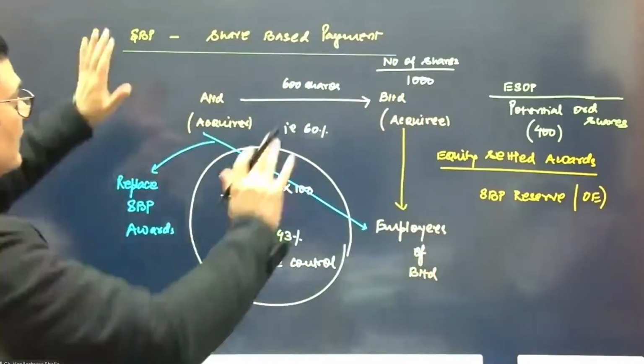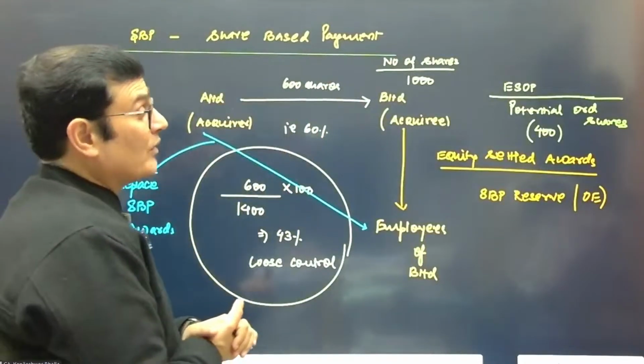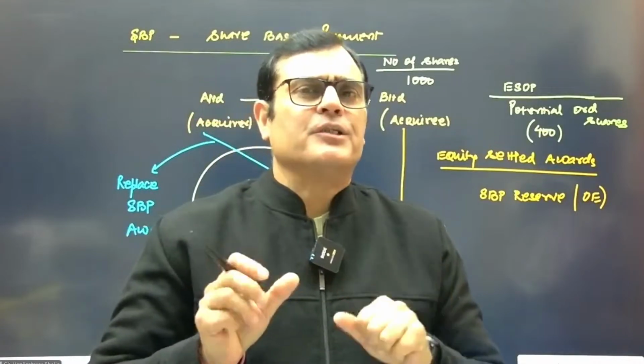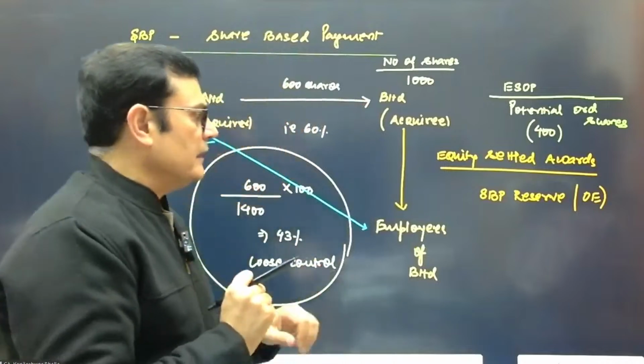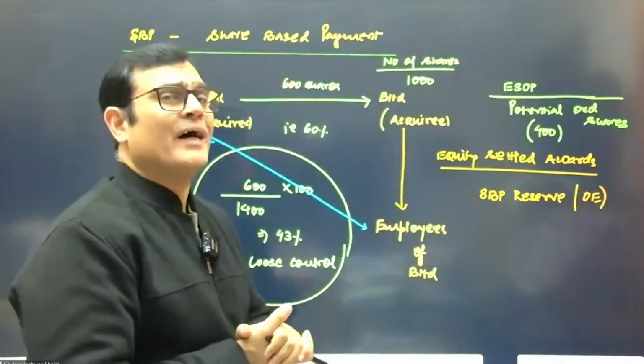Okay, so let's now, first, get the view. Then we'll start working in terms of what is the amount to be recorded out here. So the plan is A as an acquirer, in most of the cases, approaches the employees of B. Why?